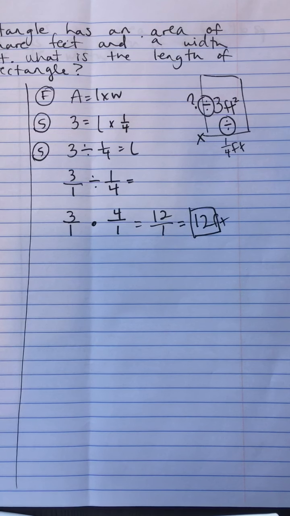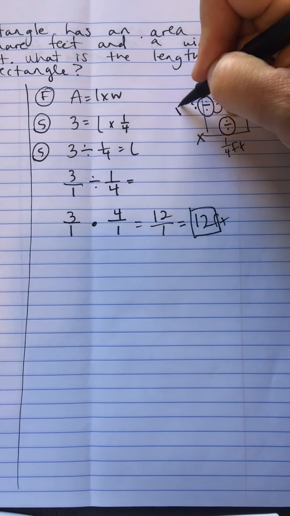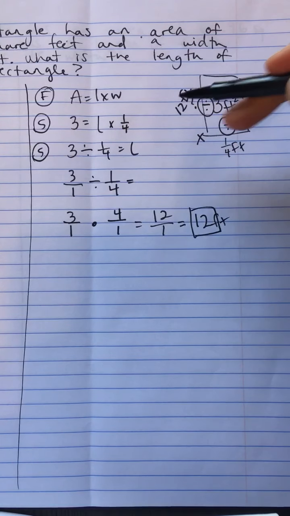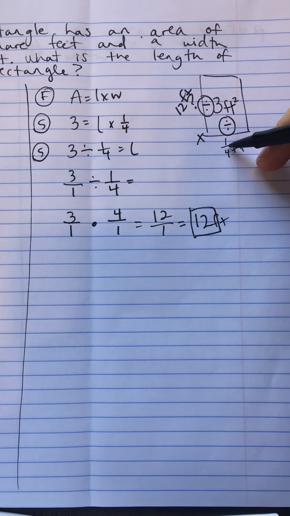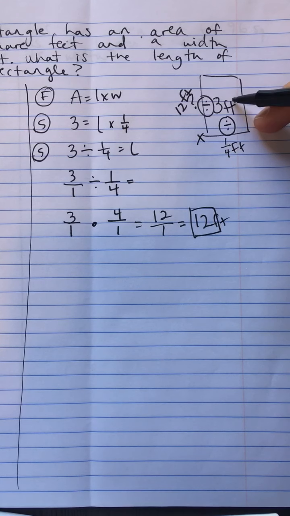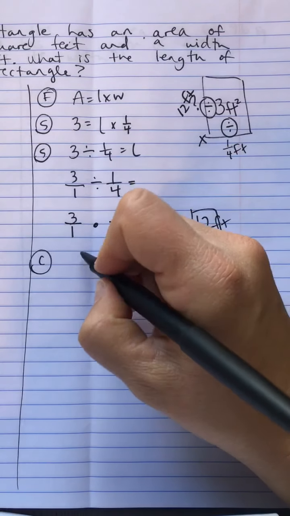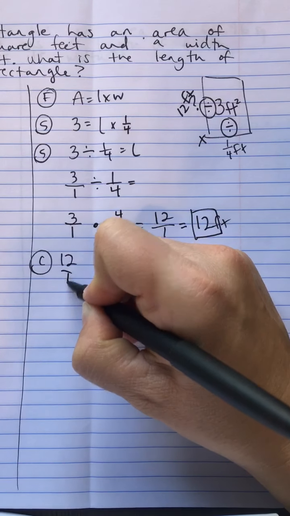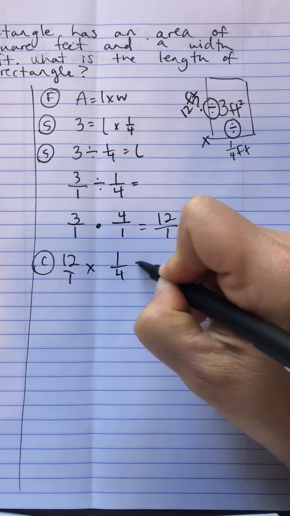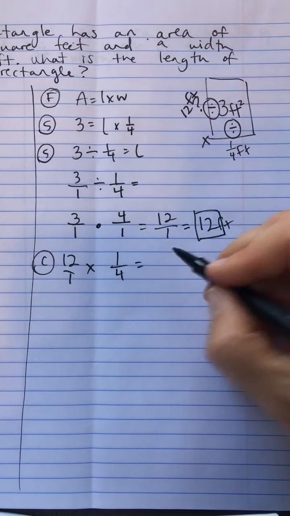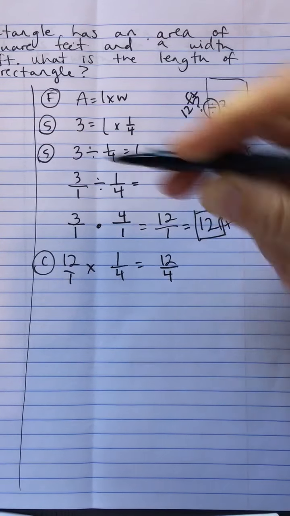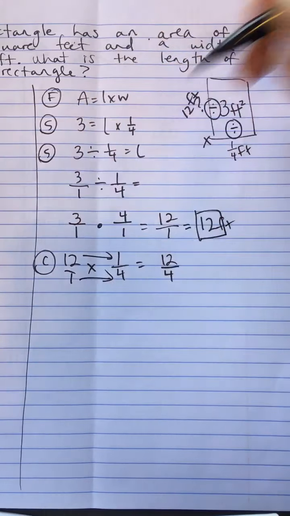I can check to make sure that is correct by just plugging in the 12 feet here. So if I multiply 12 by 1/4, I should get back to 3. So I could just go ahead and check that. I'm doing 12/1 times 1/4. And I got to 12/4 when I multiplied across.